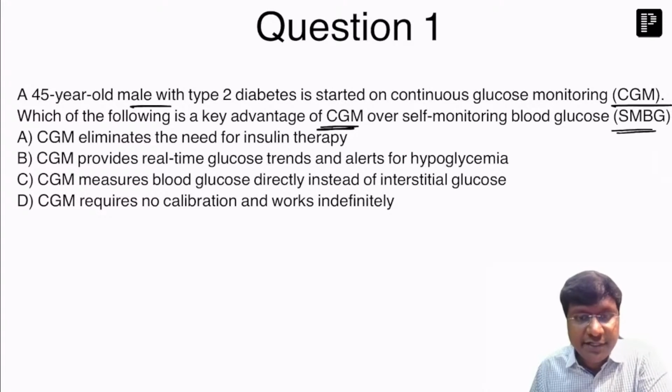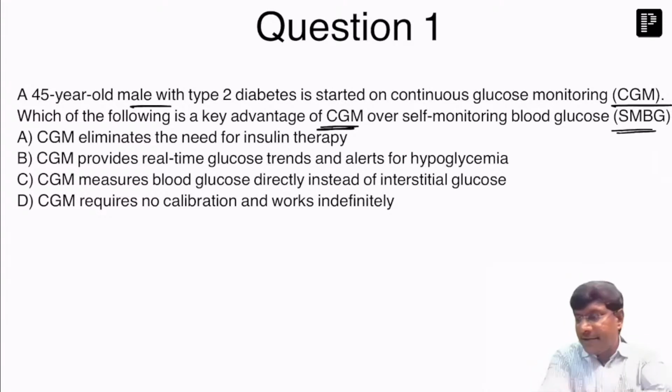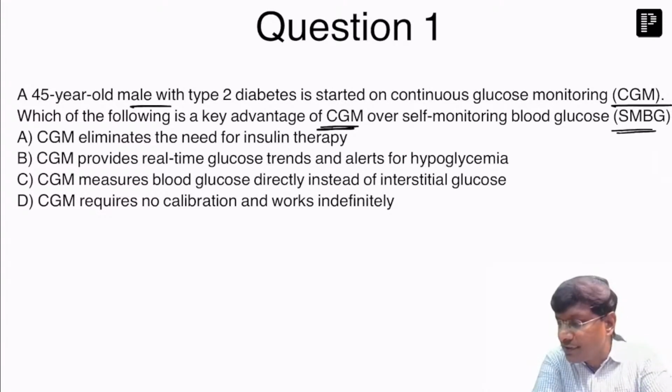CGM eliminates the need for insulin therapy. CGM provides real-time glucose trends and alerts for hypoglycemia. CGM measures blood glucose directly instead of interstitial glucose. CGM requires no calibration and works indefinitely. Yeah, any one of you? Which of the following is the key advantage of CGM over the self-monitoring of the blood glucose?